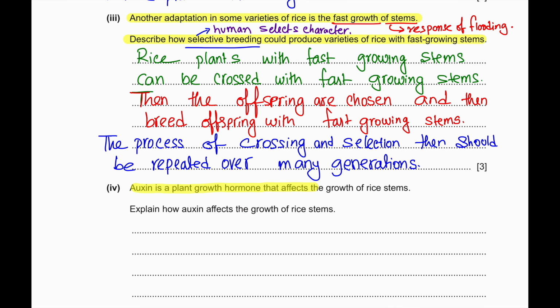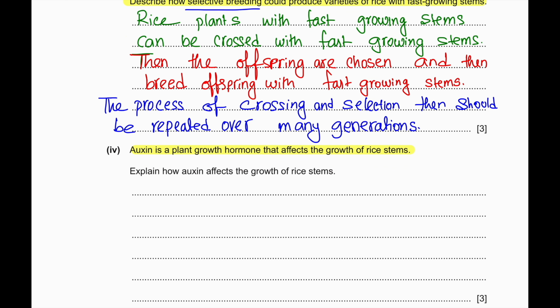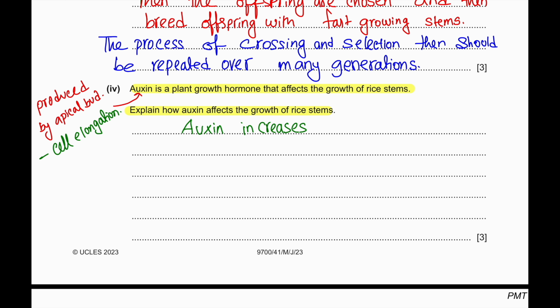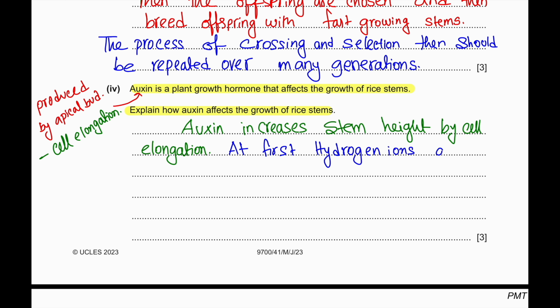Auxin is a plant growth hormone that affects the growth of rice stems. Explain how auxin affects the growth of rice stems. Now, auxin is produced by the apical bud of a plant, and it is typically needed for cell elongation. So the answer can be written: auxin increases the stem height by cell elongation. At first, hydrogen ions are pumped into the cell walls, which break the hydrogen bond links between the cellulose molecules. Now you can mention the action of expansins over here as well. Then water enters the cell by osmosis and the cells elongate.